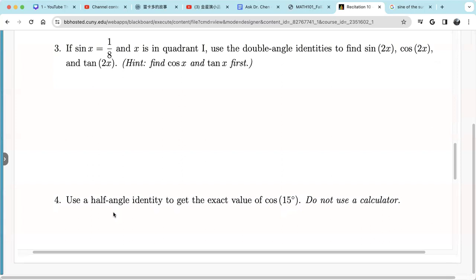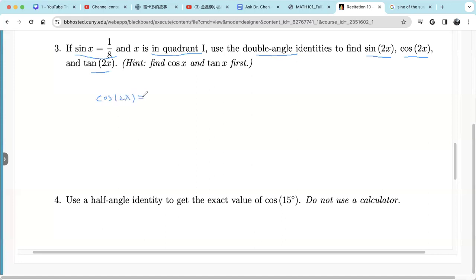Let's see 3 and 4. We were given sine x equals 1 over 8. And the angle is in the first quadrant. So remember, in the first quadrant all 6 values, all 6 trig functions are positive. So we want to use the double angle formula to find the sine of 2x, cosine of 2x, and the tangent of 2x. So let's find cosine 2x first.